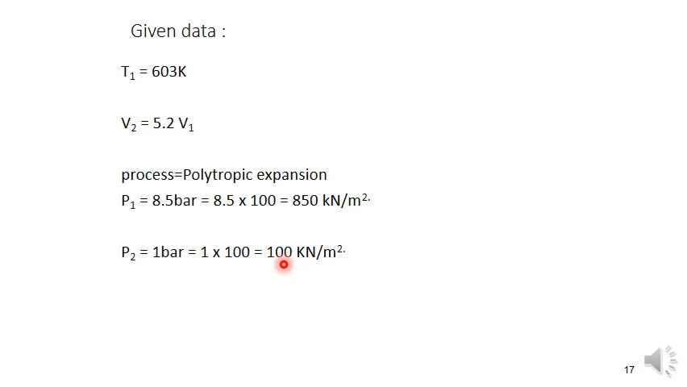So first write the given data and write whatever formula is asked in the question. Cv is 0.712 kilojoule per kg Kelvin, gamma is 1.4. So the index of expansion is n equal to log of P2 by P1 divided by log of V1 by V2.